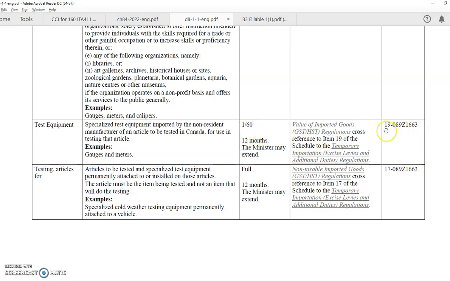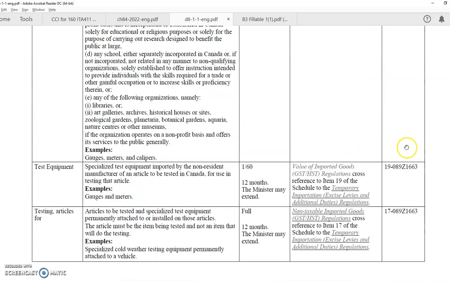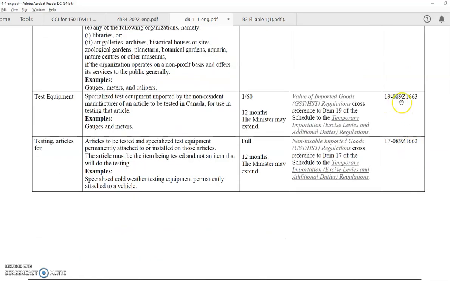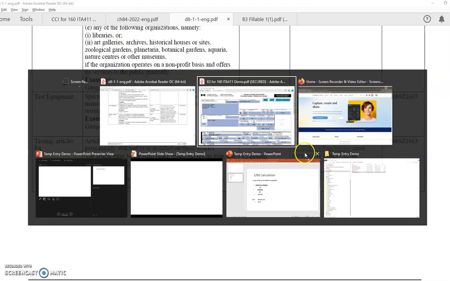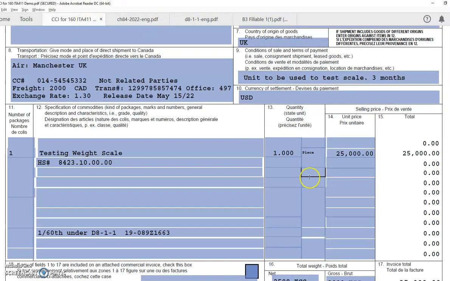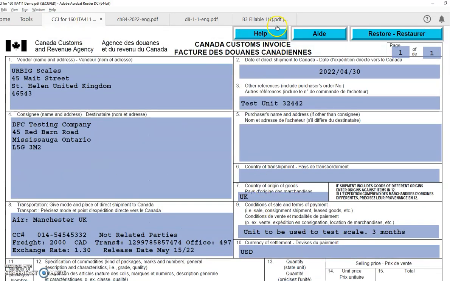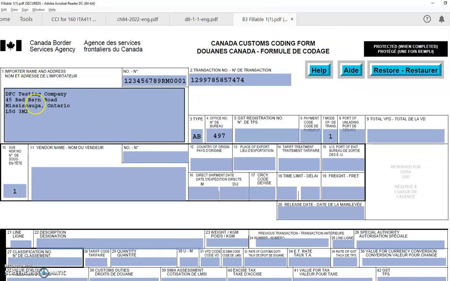It's a 1/60th, and the special authority code is 19-089Z1663. And as you can see, that's what we have right here. All right, so the B3 itself, I've already filled out the importer, the business number, the transaction type, the office number, and the mode of transportation.